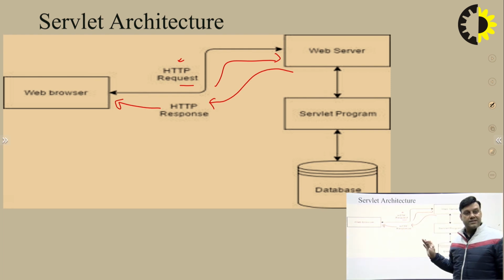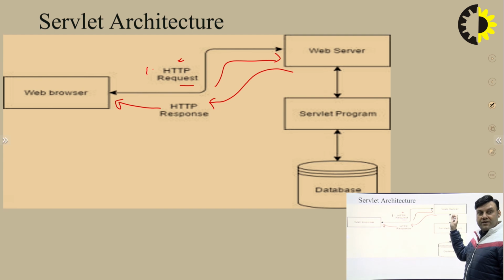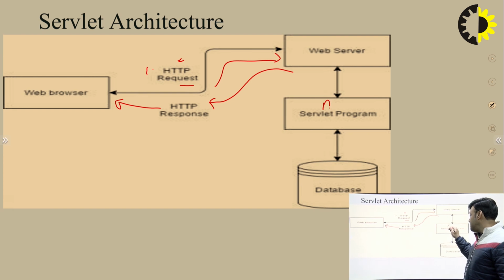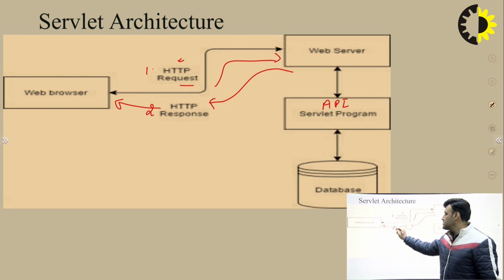So that same diagram I have shown here, okay, using the terms web browser, HTTP request, number one, sent to the web server. Then on the web server, there is some Java program, that we call a servlet program, and that program is responsible for connecting to the database. This is acting as an API. I have told that, API, application programming interface, and the information is retrieved from the database, then the server will send the response to the web browser.